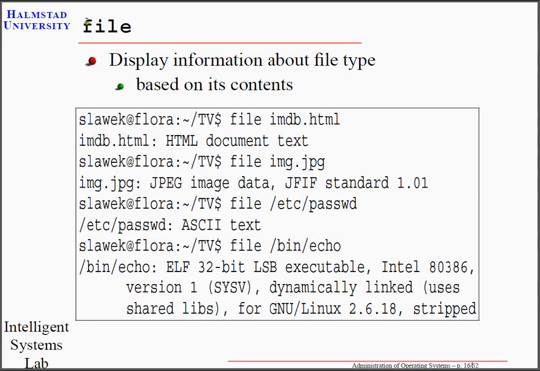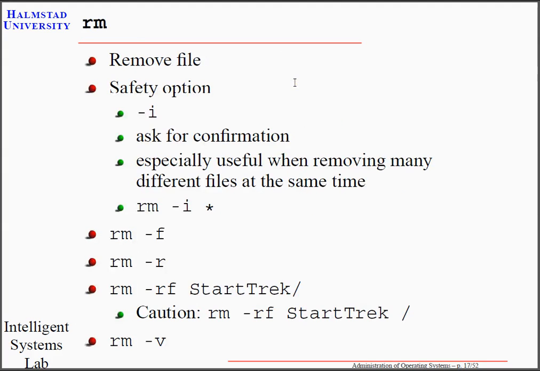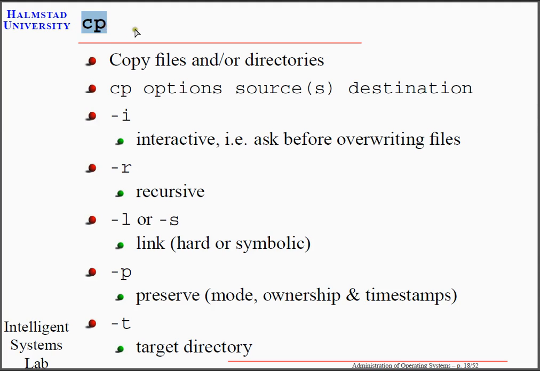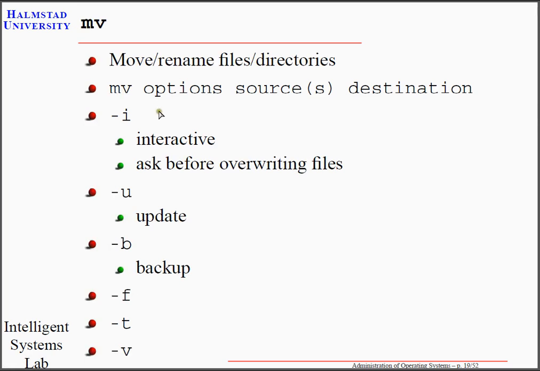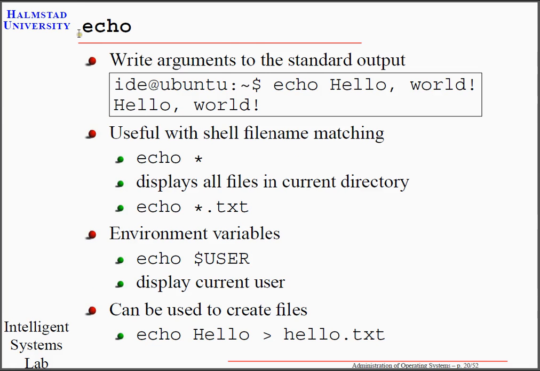Another interesting command is file, which will display information about file type, so you can check what kind of file a particular file is. You already know rm. You might find the -i option interesting. You know cp, again a couple of options that you will probably find interesting. mv, which is very similar to cp, and a command like echo.